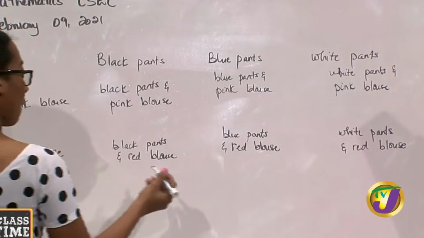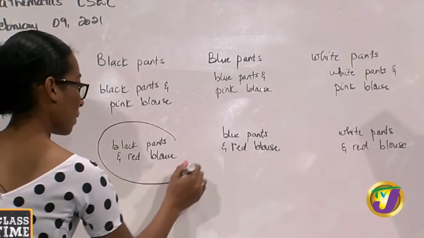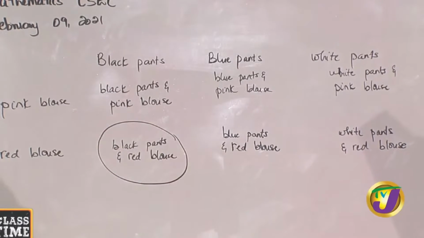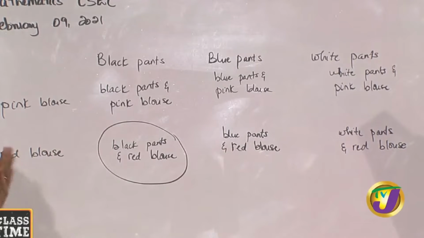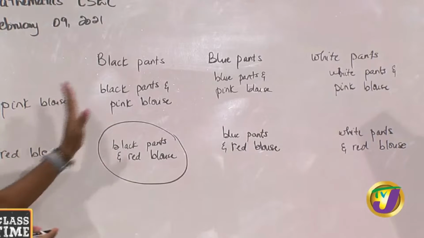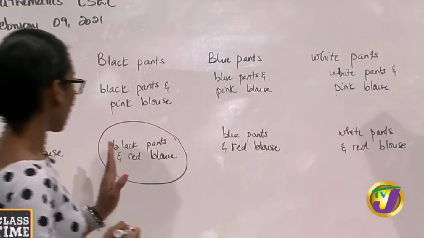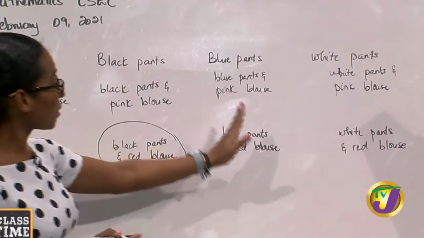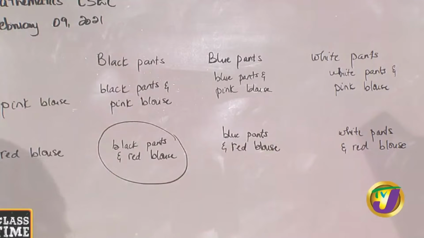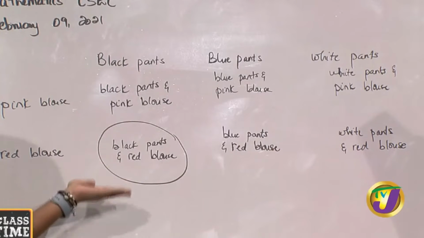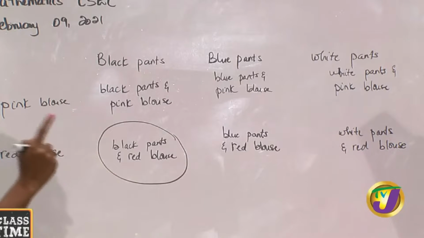But now the favorable one that we're talking about, which is the black pants and the red blouse, we only see one time. Once. So when we look at our table here, we're seeing it once. Right. So we're seeing black pants, pink blouse, blue pants, pink blouse, white pants, pink blouse, black pants, red blouse, blue pants, red blouse, white pants, red blouse. Exactly. But we only want to look at the probability of black pants combined with a red blouse. So what's the favorable outcome we see?